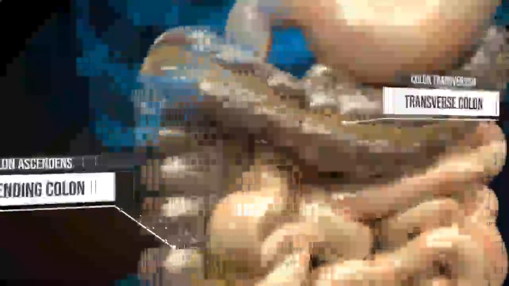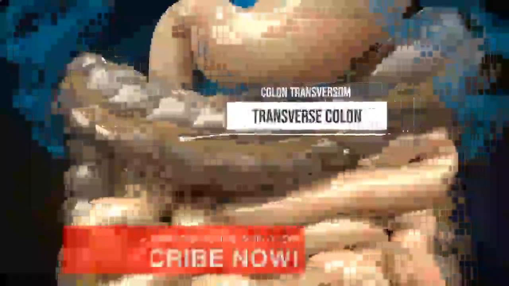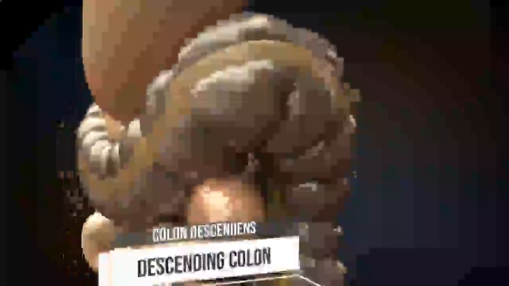Through peristalsis, the chyme is transported from the ascending colon to the transverse colon to the descending colon. On its way through the large intestine, water is removed from the chyme. Furthermore, mucus is added for proper excretion of waste. Substances that cannot be absorbed through the small intestine or the large intestine remain in the rectum and are finally excreted through the anus.